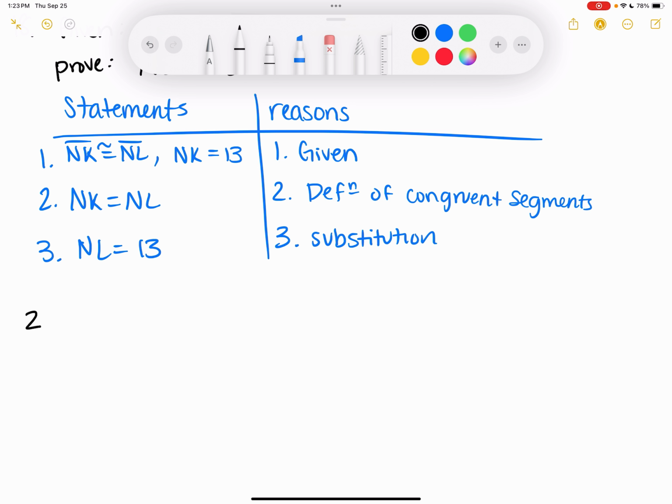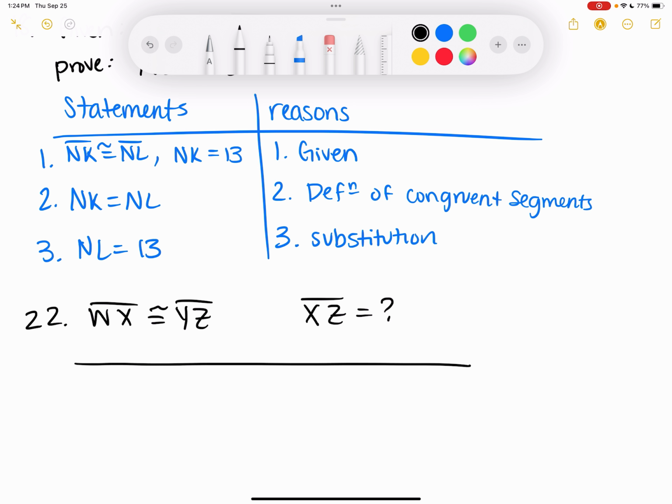We're close to the bell, but I'm going to try to get this one in because you're going to have problems to do this weekend because we don't have school tomorrow. All right, in the figure shown below, WX is congruent to YZ. What is the length of XZ? We've got a segment here, W, X, Y, and Z. W to X is 3X minus 8. This is 4X plus 15, and then this is 2X plus 3.